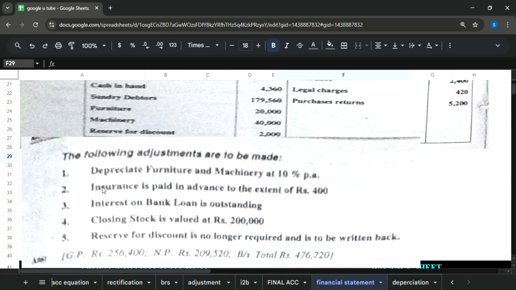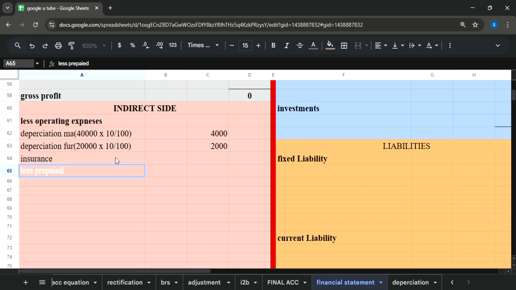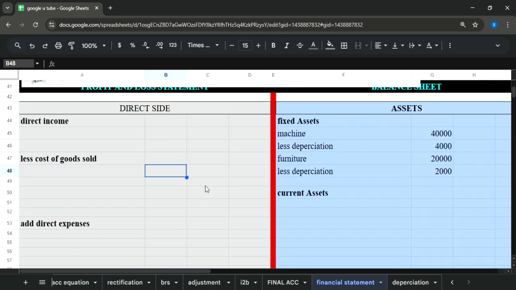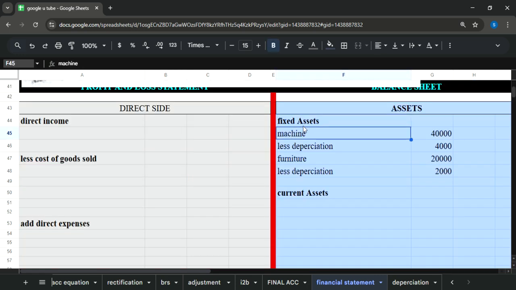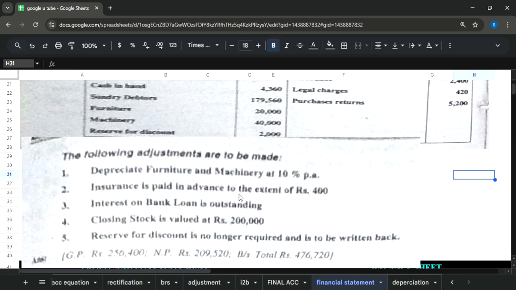Let's see what the second adjustment is saying. Insurance is paid in advance. So this insurance is again part of operating expenses. First, you will see what the actual amount of insurance present in the question is. Then prepaid insurance would be written. It was extra. And this prepaid insurance is mentioned over here. This is 400. Paid in advance means prepaid. So 400 would be written over here. Since it's prepaid, you will go to your current asset side, and here prepaid insurance or paid in advance would be written, 400 in the second column. Okay guys, we have completed two effects of the second adjustment.